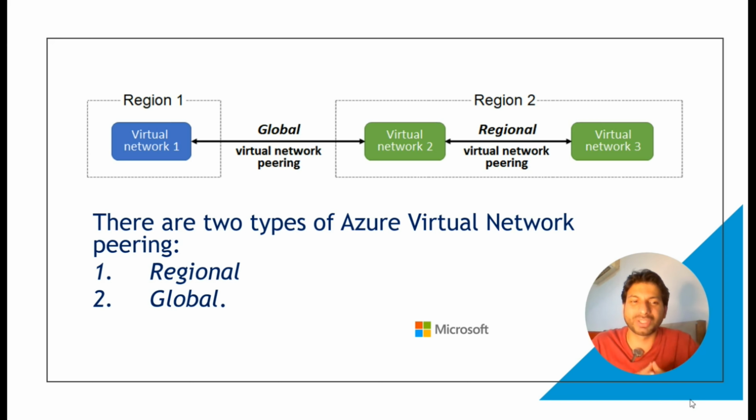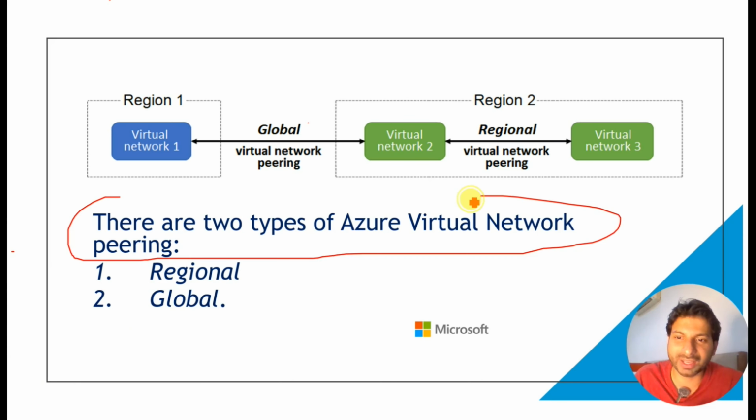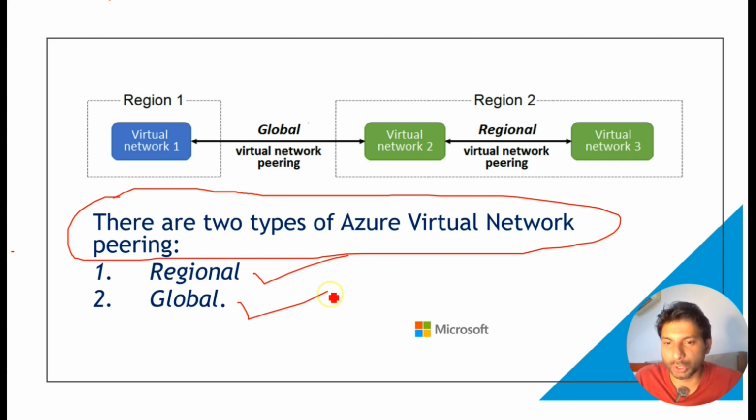Let's see a little more theory about VNet peering. Virtual network peering enables you to seamlessly connect two Azure virtual networks. After the networks are peered, the two virtual networks operate as a single network for connectivity purposes. There are two types of Azure virtual network peering. First one is regional and the other one is global. Just now we have seen how to create the global Azure virtual network peering.